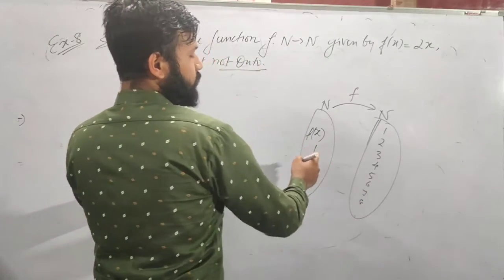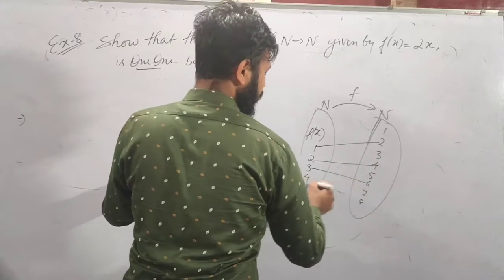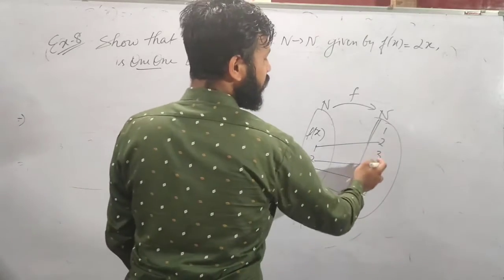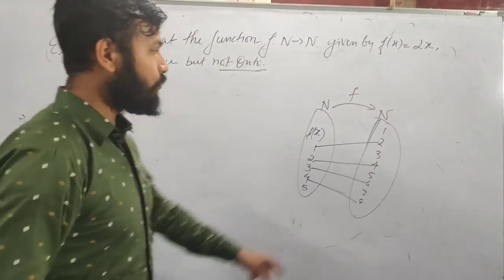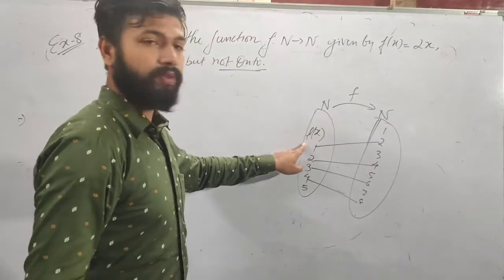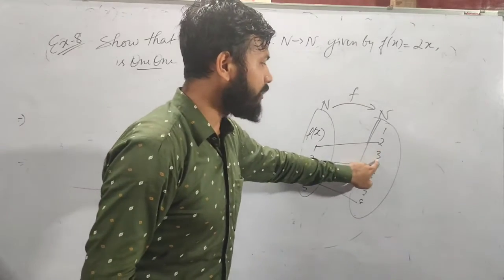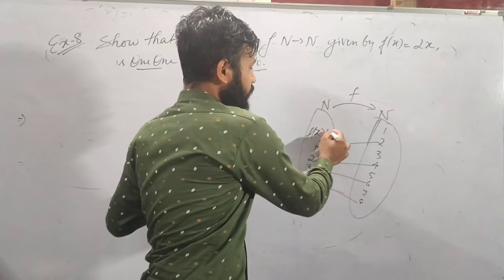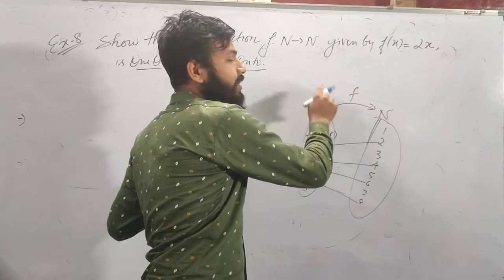So the image of 1 is 2, of 2 is 4, of 3 is 6, of 4 is 8. But what about 3? What about 1? What about 5? What about 7? Are they the image of anybody? Do you find any image of 3 here? No, we cannot find any image of 3 because to have the image of 3 we need 1.5, because double of 1.5 is only 3. But 1.5 is not included in natural numbers.